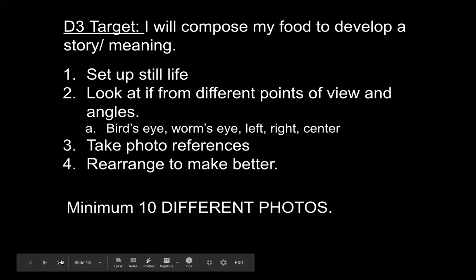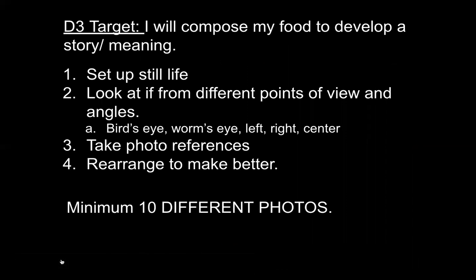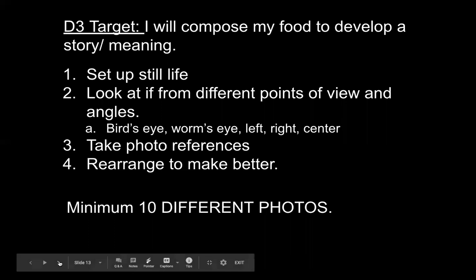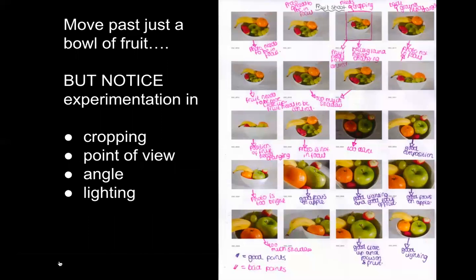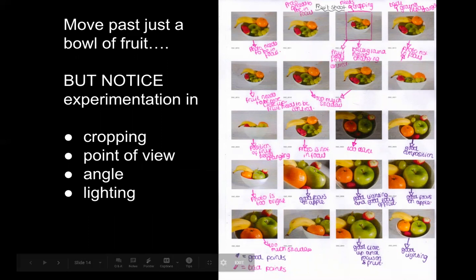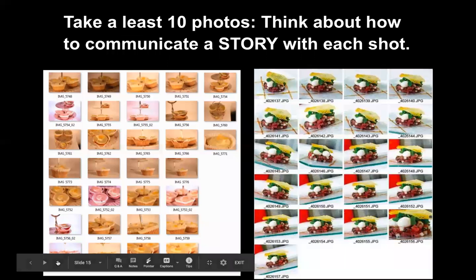So what I'd like you to do is think about what you want to communicate through that subject matter, and then take a minimum of 10 photos again. When you're taking your photos, keep in mind that you want to move past just making it a bowl of fruit or a plate of food; you really want to communicate a story. So experiment with cropping, point of view, angle, lighting, and take many shots.